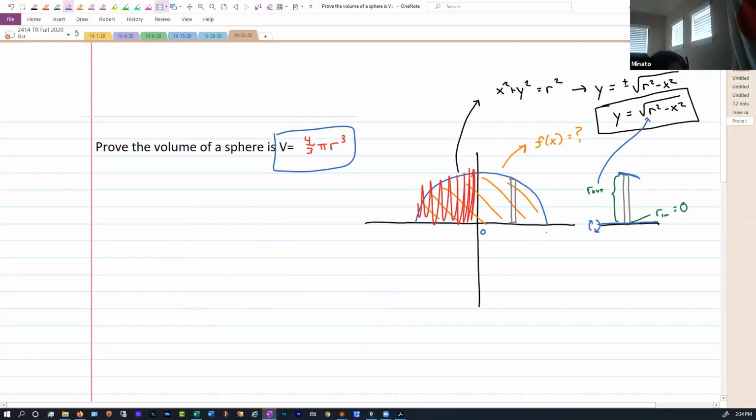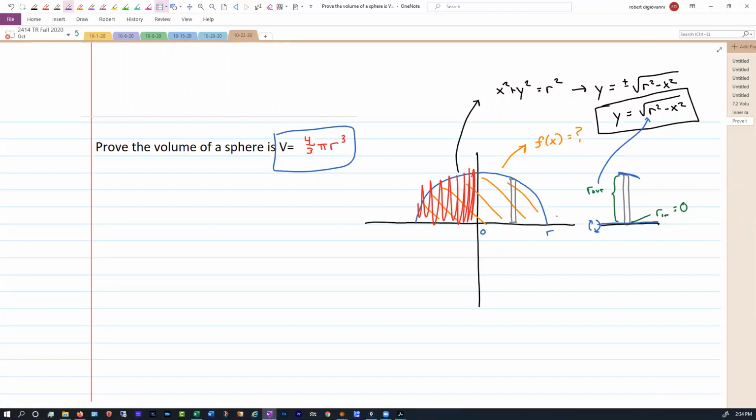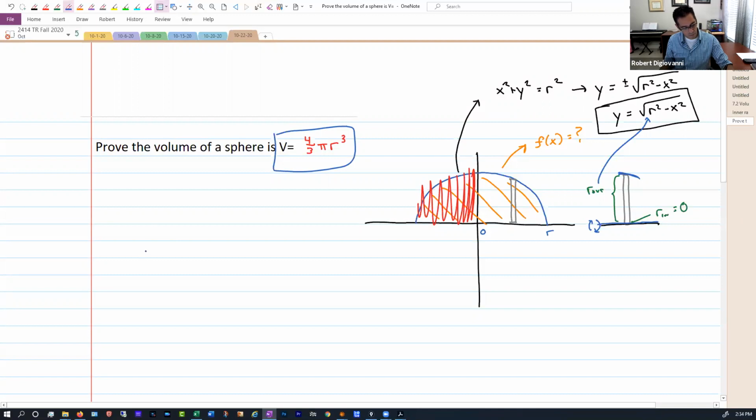0 and r. Isn't it just the radius of the circle? Which is r. We don't know what it is, but it's r, right? So my integral should look like this. Pi times the integral from 0 to r of the outer radius squared minus the inner radius squared dx.